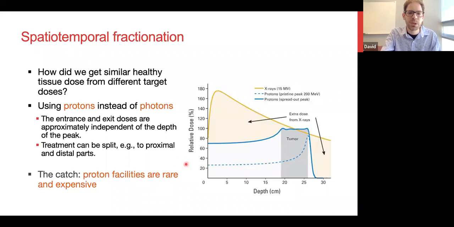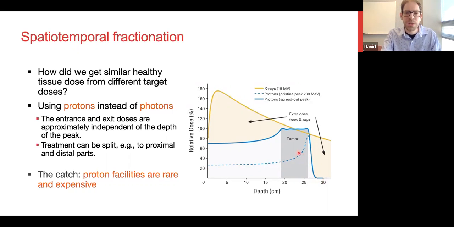Whereas with protons, we could do something like, let's say we just want to irradiate this distal edge of the tumor. Then we'll deliver some dose to this whole entrance region. Then suddenly the dose goes up. Most of the dose actually goes to where we want it to go. Then it drops down to zero.